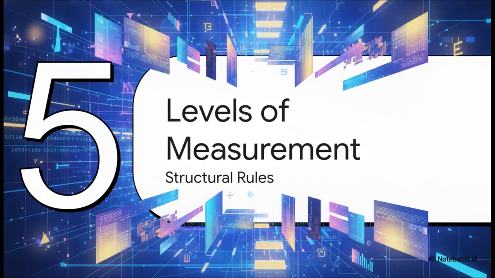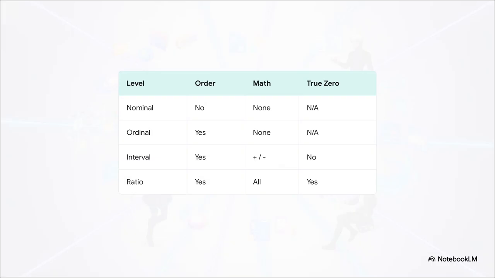Let's look at the rules governing all of this in Section 5, Levels of Measurement. This table establishes the famous Stevens levels of measurement, which is a massive game changer. Notice how interval data, like the Celsius scale, allows for addition but has no true zero, meaning 0 degrees does not equal the complete absence of heat. Ratio data, on the other hand, like the Kelvin scale, does have an absolute true zero where all molecular movement literally stops. Because of that true zero, you can mathematically prove that 200 Kelvin has exactly twice the thermal energy of 100 Kelvin, making it the most precise and flexible data type we have.